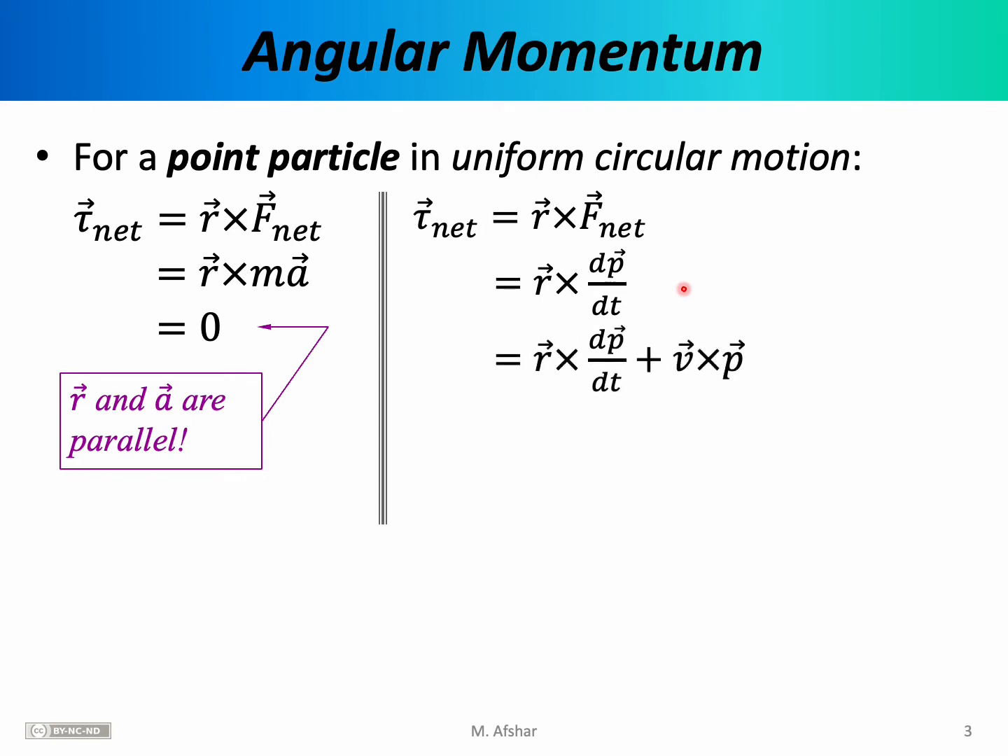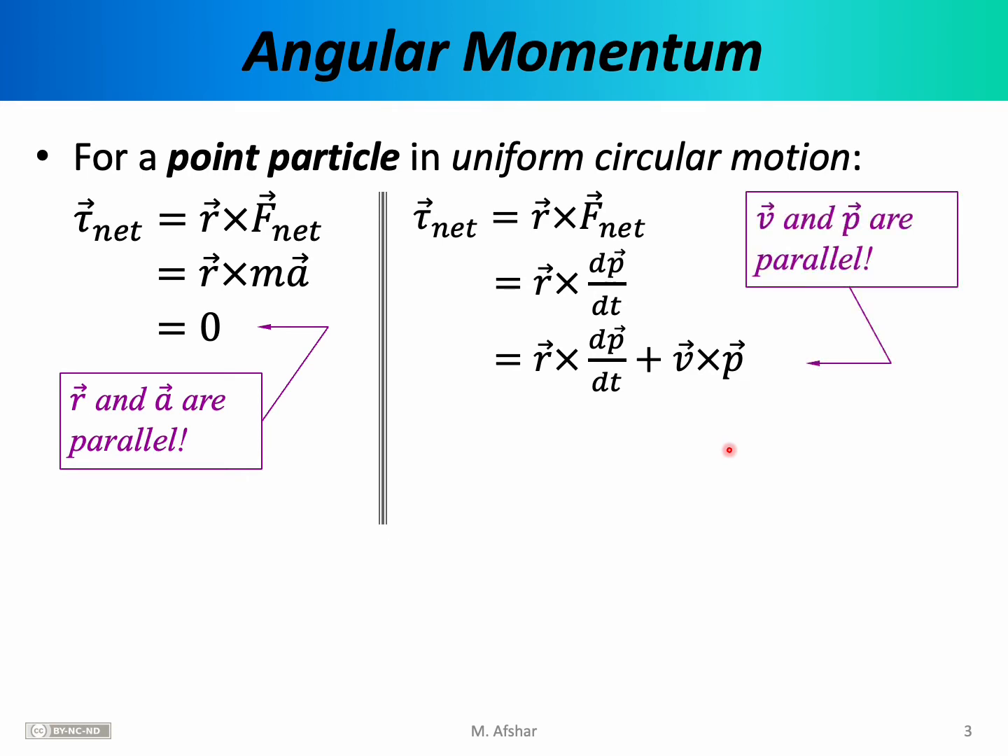Now here's a very tricky step. It turns out R cross dp dt is equal to this quantity here. Now this is at first kind of strange, just thinking about it purely mathematically. When you compare this second line to this third line, you should be concluding that v cross p is 0.